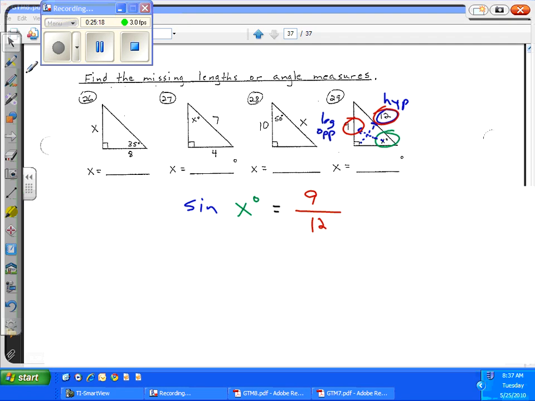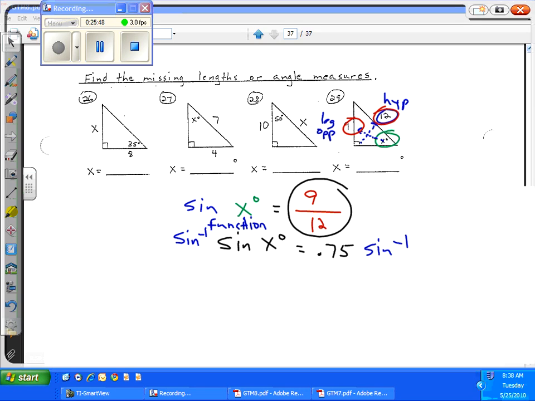Now it's order of operations time. We do what we can to simplify. We can do that division. So we do 9 divide 12, which is going to give us 0.75. We've done all we can do to simplify. It's now time to undo. We're going to undo the sine function with its inverse function. And so we're going to use the inverse sine function to undo the sine function.